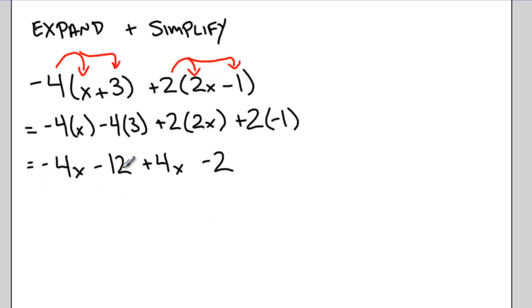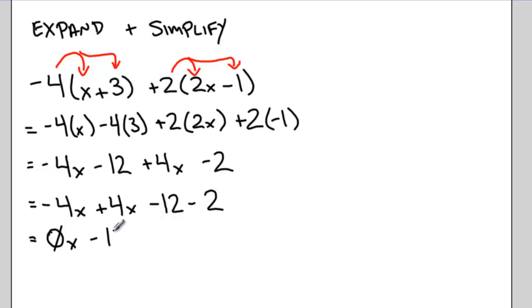You might be at the point now where you can skip the step of rewriting our like terms side by side. Remember that the signs go with the like terms. If you can simplify this without rewriting your terms side by side, that's okay. It's a step you can skip. Negative 4x plus 4x is just 0x. Take away 14, or my final answer, negative 14.